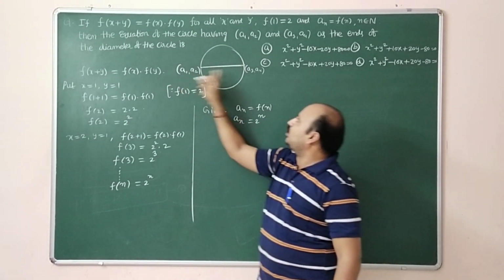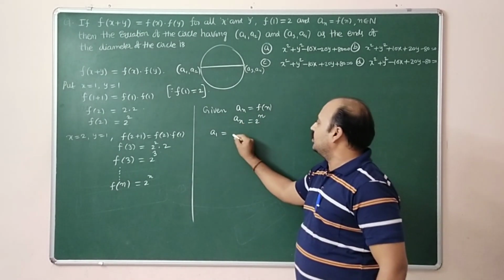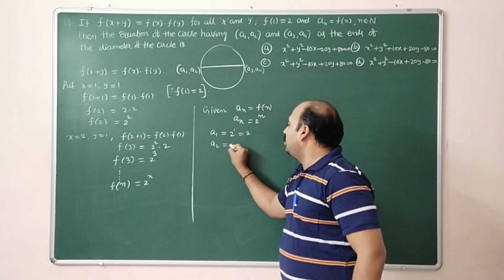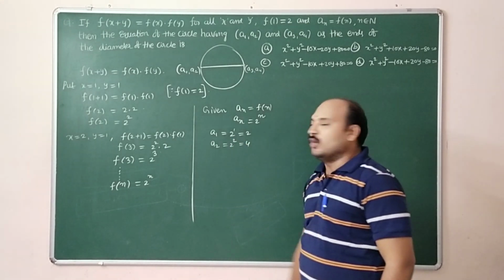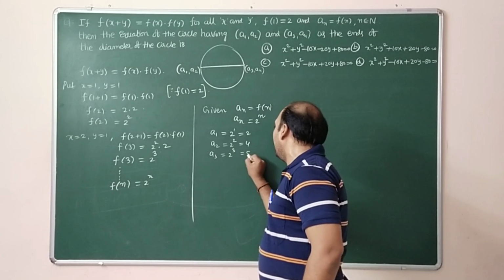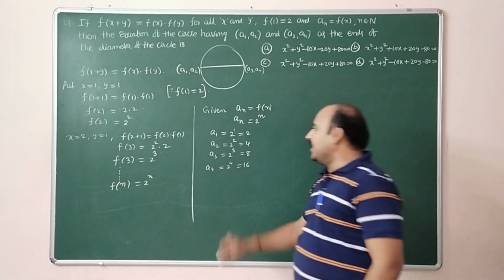But I want a1, a2, a3, a4. So a1, n is equal to 1, substitute here, 2 power 1, that is equal to 2. a2, 2 power 2, that means 2 square, 4. n is equal to 3, a3, 2 power 3, that is equal to 8. a4, 2 power 4, that is equal to 16.